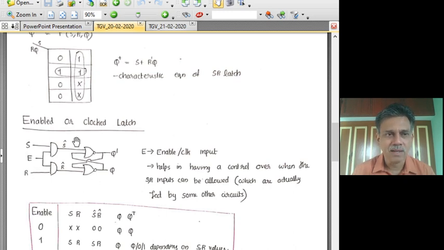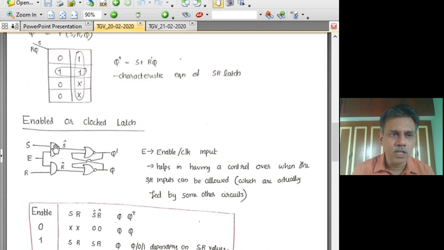What do we mean by that? When S and R are 0 0, it is a no change. When S equal to 1, R equal to 0, it is a set. When R equal to 1, S equal to 0, it is a reset. And of course, S and R both being 1 is forbidden. That is, in this case, when E equal to 1, it simply enables.